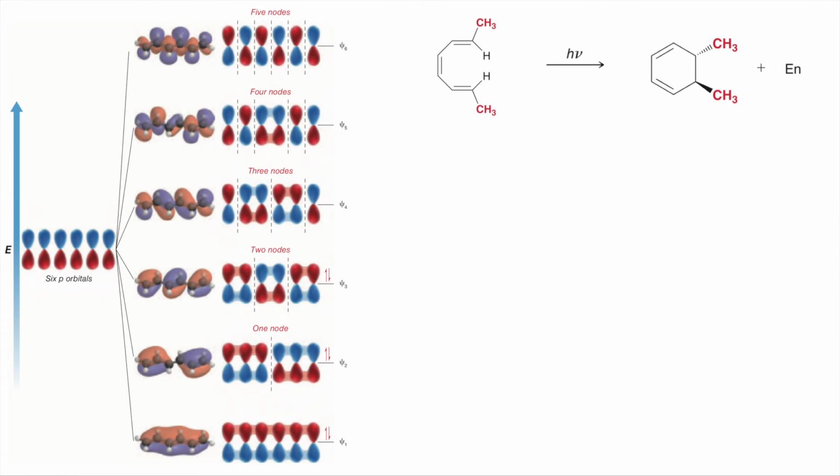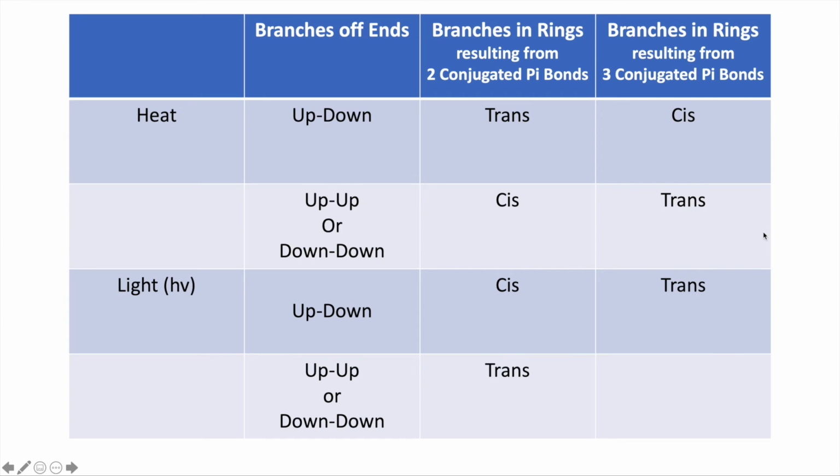So when you have that 3 conjugated pi system, and you're using light, and the branches at the end of it are going in opposite directions, then you end up getting the trans product. And as we've seen before, anytime you get this trans product, these are chiral centers. There's no preference for one chiral center over the other, so you get a mixture, a 50-50 racemic mixture of the 2 enantiomers. And this is just that same information summarized in word form.